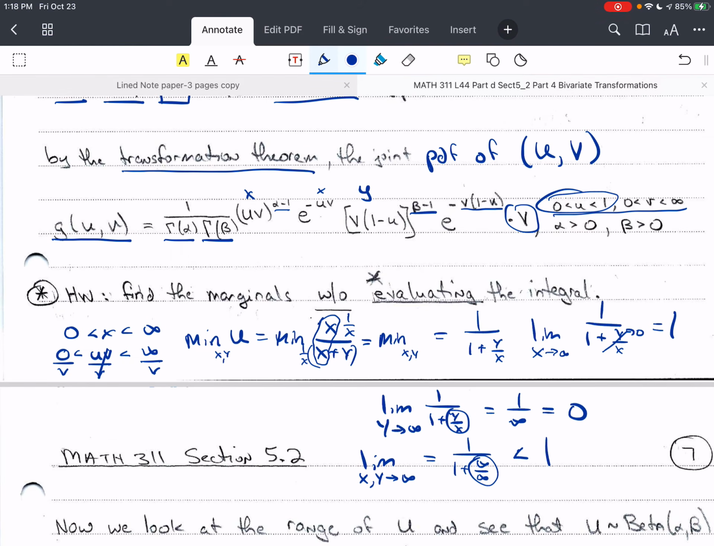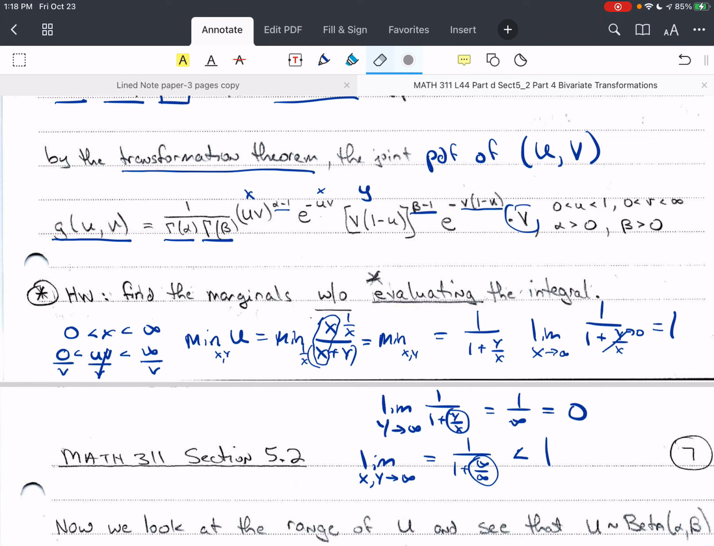And v was x plus y, and so x was between 0 and infinity, y is between 0 and infinity, so obviously x plus y is between 0 and infinity. So that one's easy. So it's really important that you be careful in evaluating this.